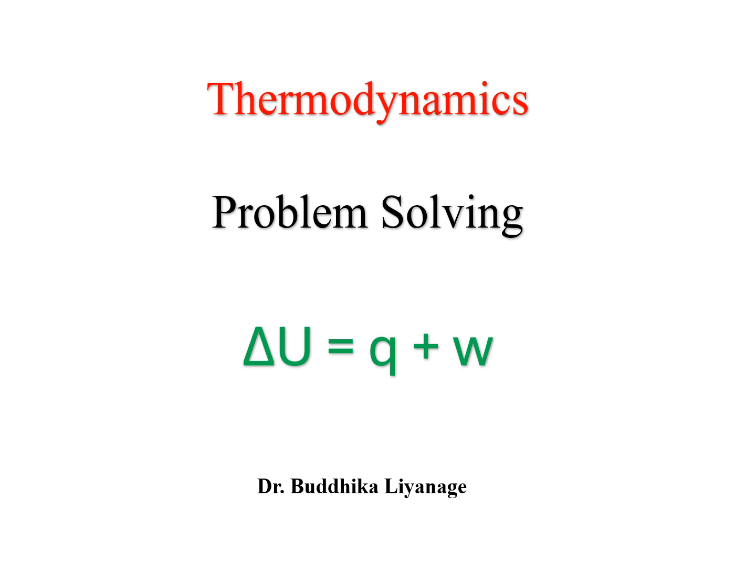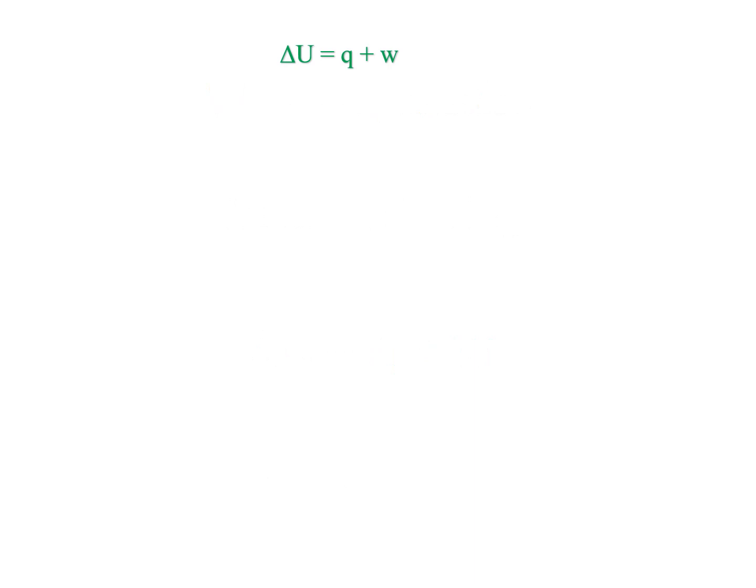I'm talking about thermodynamics problem solving using the thermodynamics first law, delta U is equal to Q plus W. This is the thermodynamic first law. Delta U is internal energy, Q is the heat absorbed or heat released, W is the work done by the system or work done on the system by the surroundings.